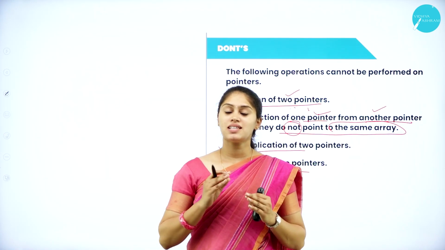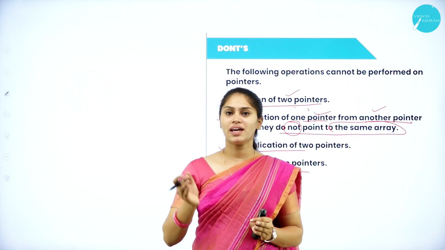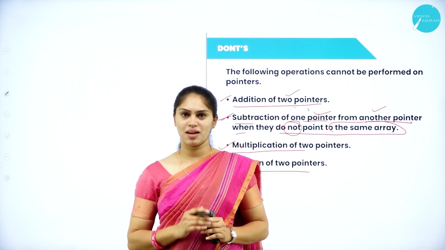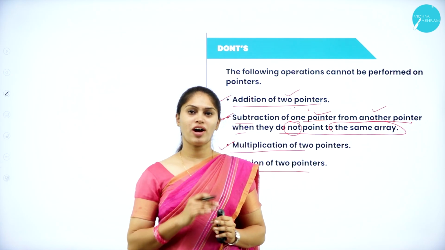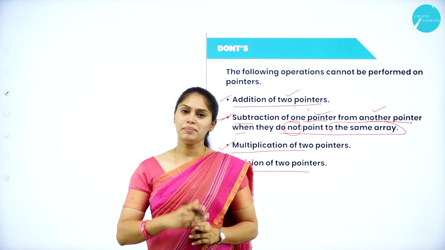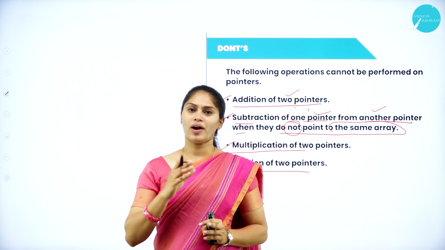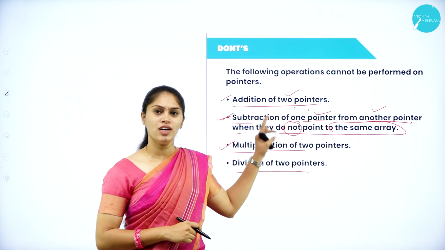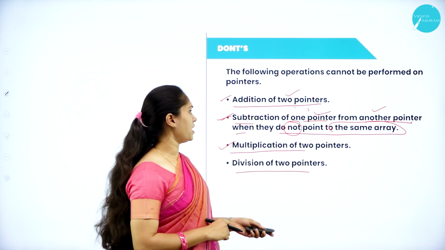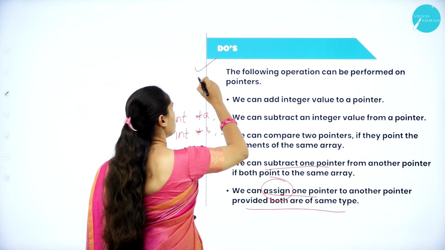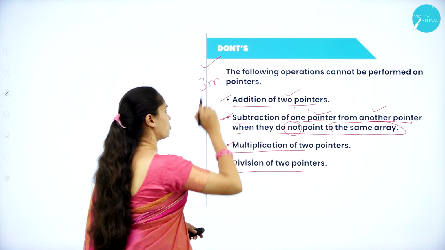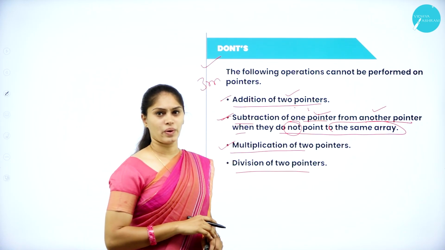Next is what? Subtraction of one pointer from another pointer is not possible when they are not pointing to the same array. That will be the second point that you have to remember. And multiplication and division of pointers is not possible. So these are the operations you have to concentrate on. For this, the do's and don'ts both are important for a 3-mark question.